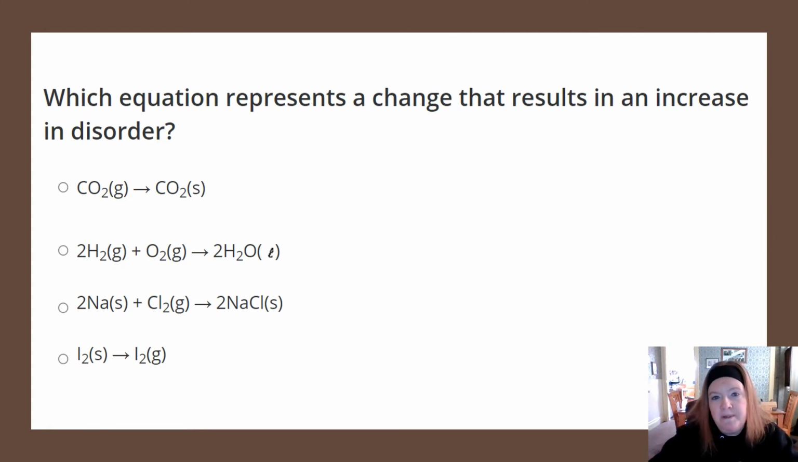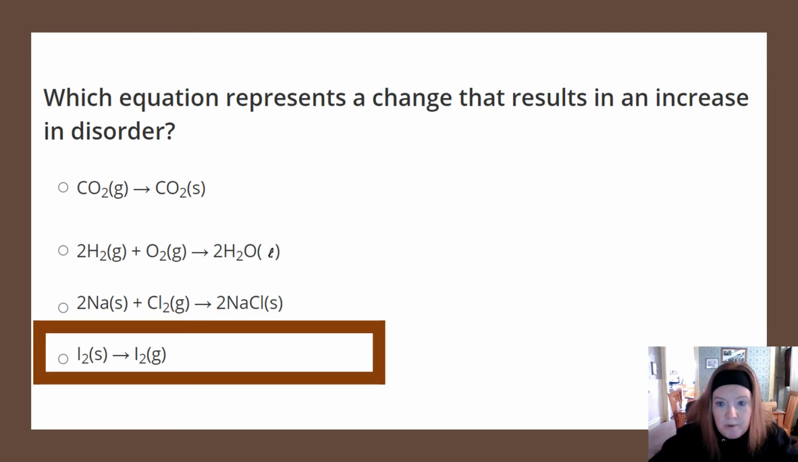Which equation represents a change that results in an increase in disorder? So I'm getting more random. So think about it. When you have a solid, very ordered. Liquid, they can slide past each other, and a gas, the particles are far apart, moving all around. So if there's an increase in disorder, you're heading toward a gas state.